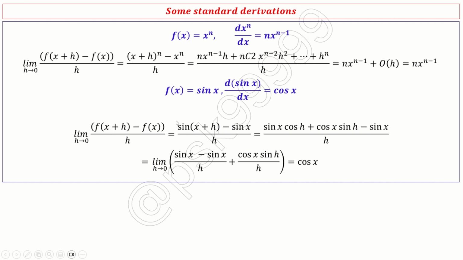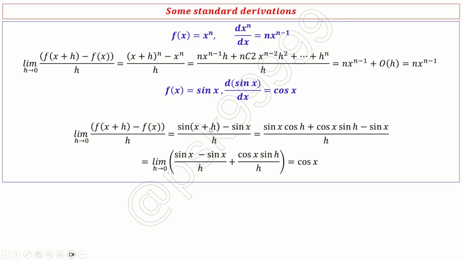Let's see for sin x. We just said trigonometric functions also have differentiation. So f of x equals sin x, and the derivative is cos x. Let's see how we will get cos x here. This is the standard definition of derivative. Now what is f of x plus h? Nothing but sin of x plus h minus sin x divided by h.